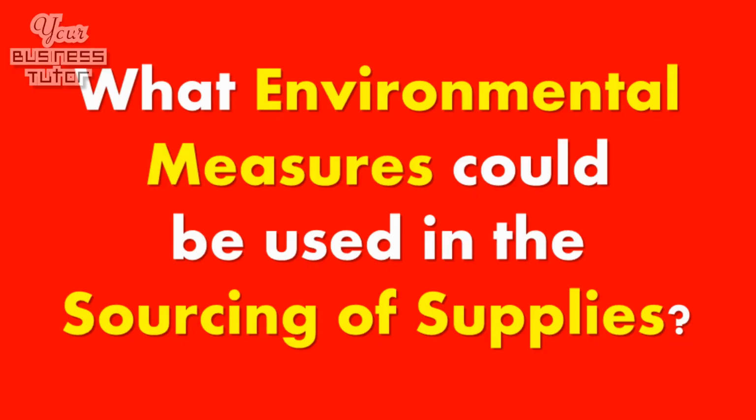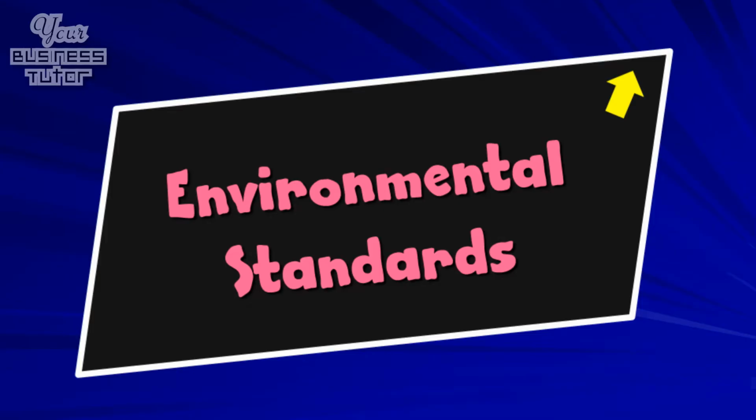However, although each of these areas contribute to ethical production, it is important to realise that the methods implemented can be subdivided further into environmental and non-environmental measures. So with that in mind, let's turn to ask what environmental measures could be used in the sourcing of supplies. One of the simplest ways a business can source raw materials and components environmentally is to select a supplier that can demonstrate it meets certain environmental standards.